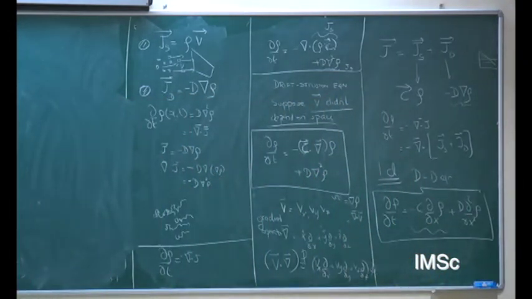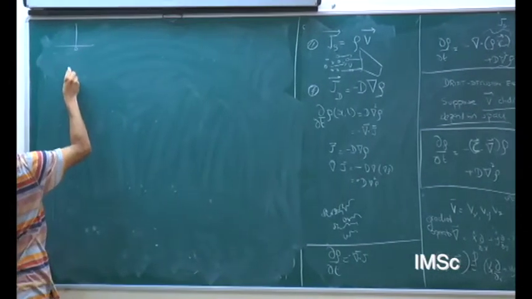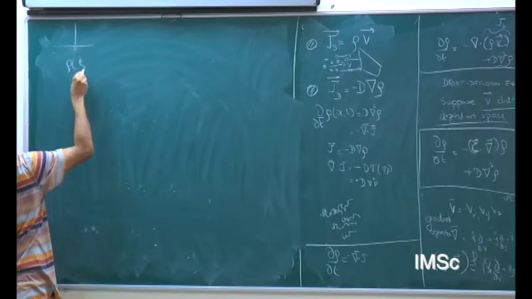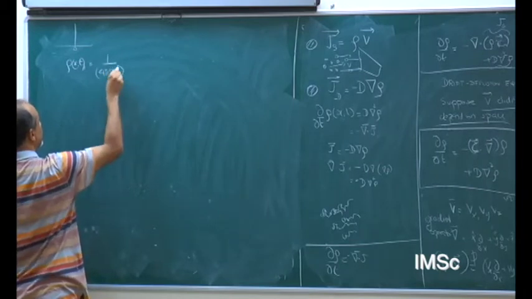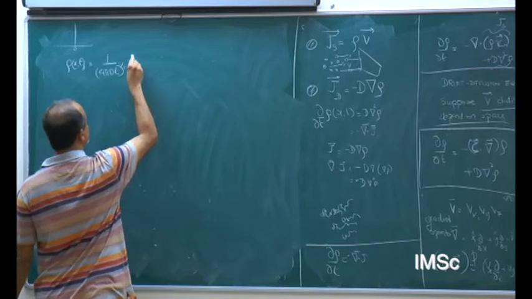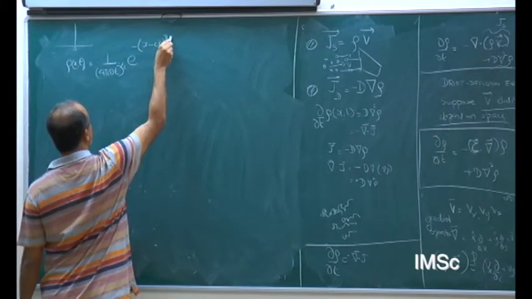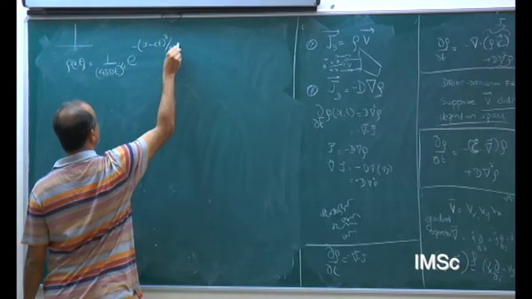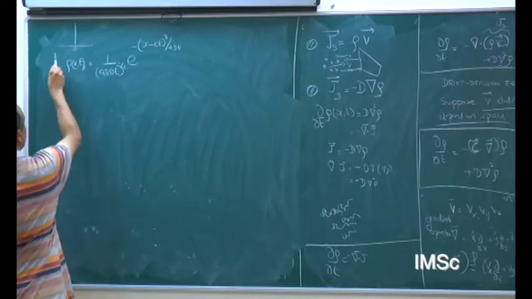So I'll just give you the final answer, and then we can discuss a little later maybe in the problem how to prove it. The answer is that the density, suppose I start off at the origin, the delta function at time t equal to 0, then the density at some later time t as a function of x is just (1 over 4πDt) to the power 1/2 times exponential of minus (x minus ct) the whole squared divided by 4 times D times t. Okay? Let's see what this means.